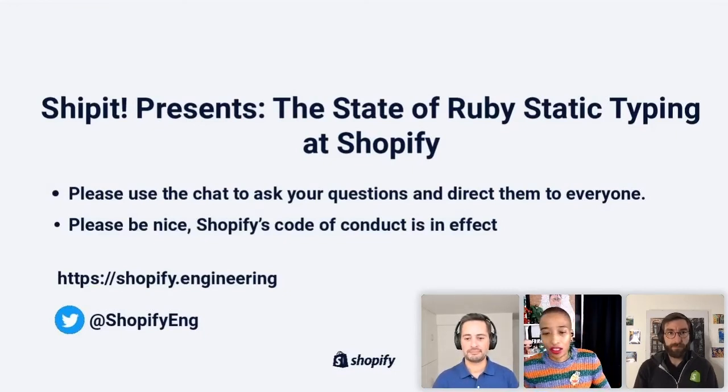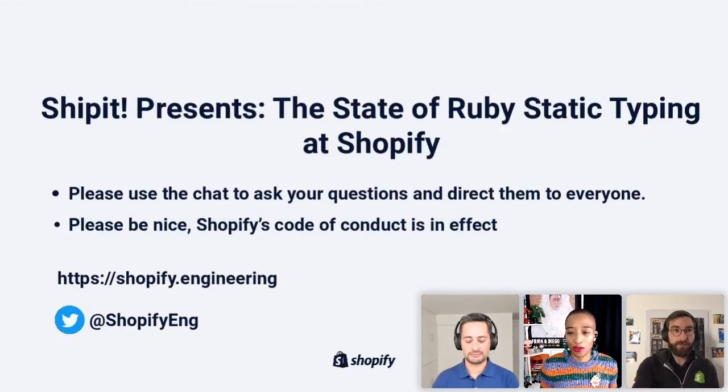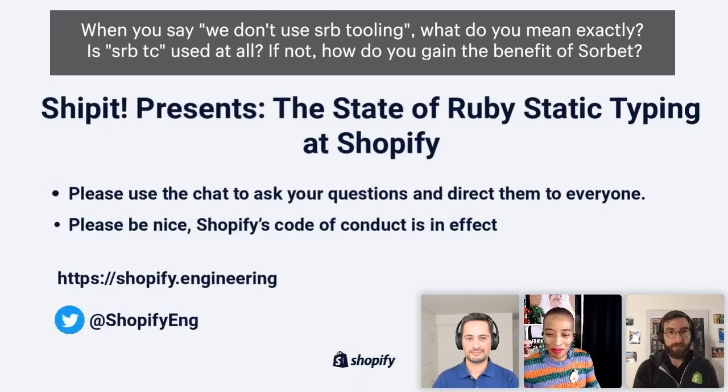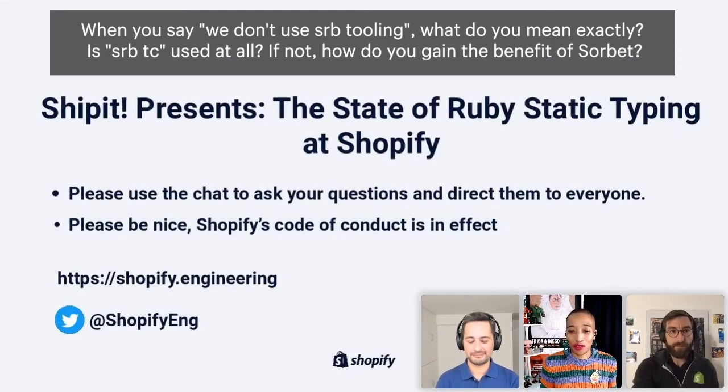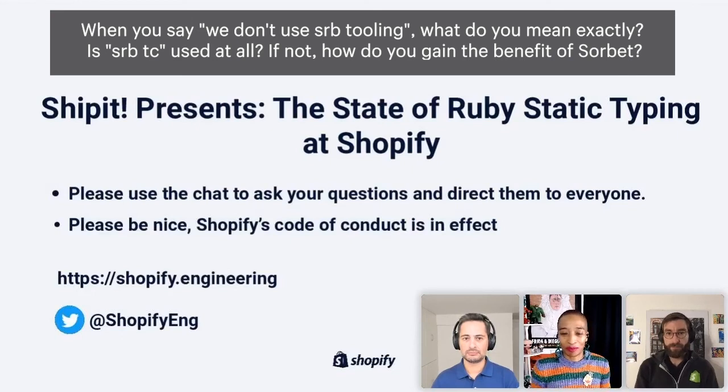Cool. Actually, I see a question here that I'm going to take over from my friends in the background that are helping me with the questions. Just to follow up with this one, because they're asking specifically for clarification around when we say we don't use SRB tooling, what do we mean exactly? Is SRBTC used at all? And if not, how do you gain the benefits of Sorbet?